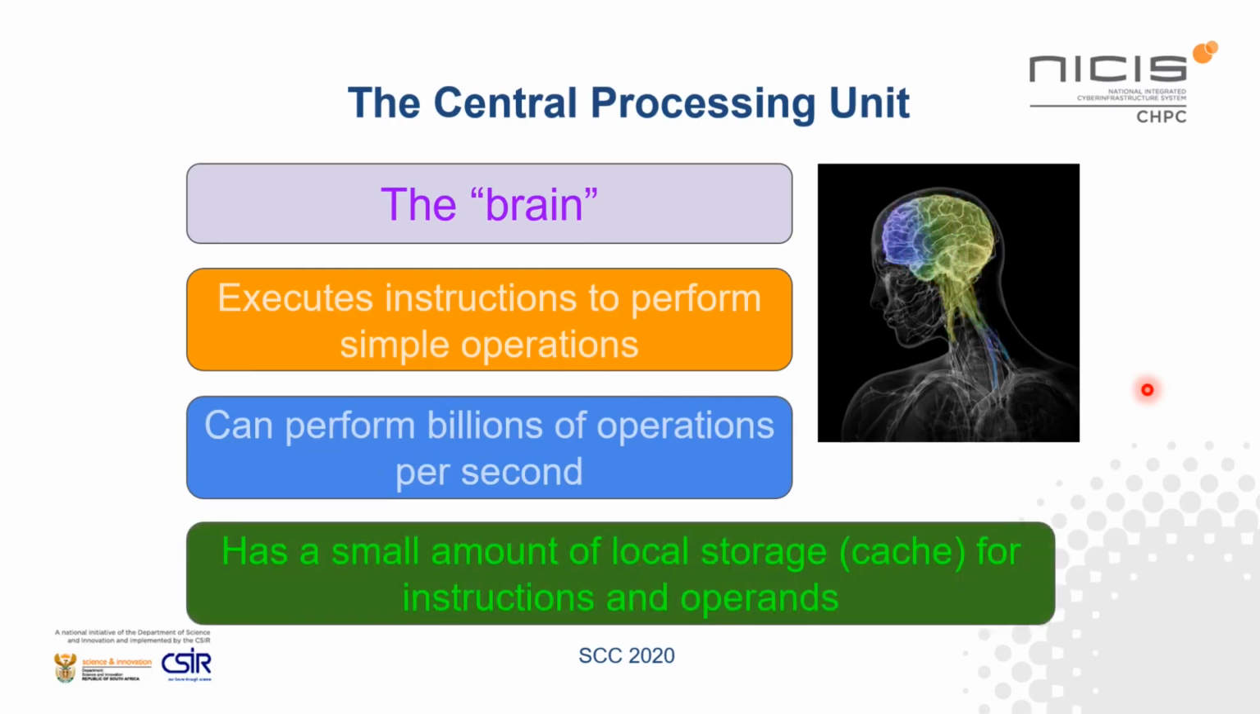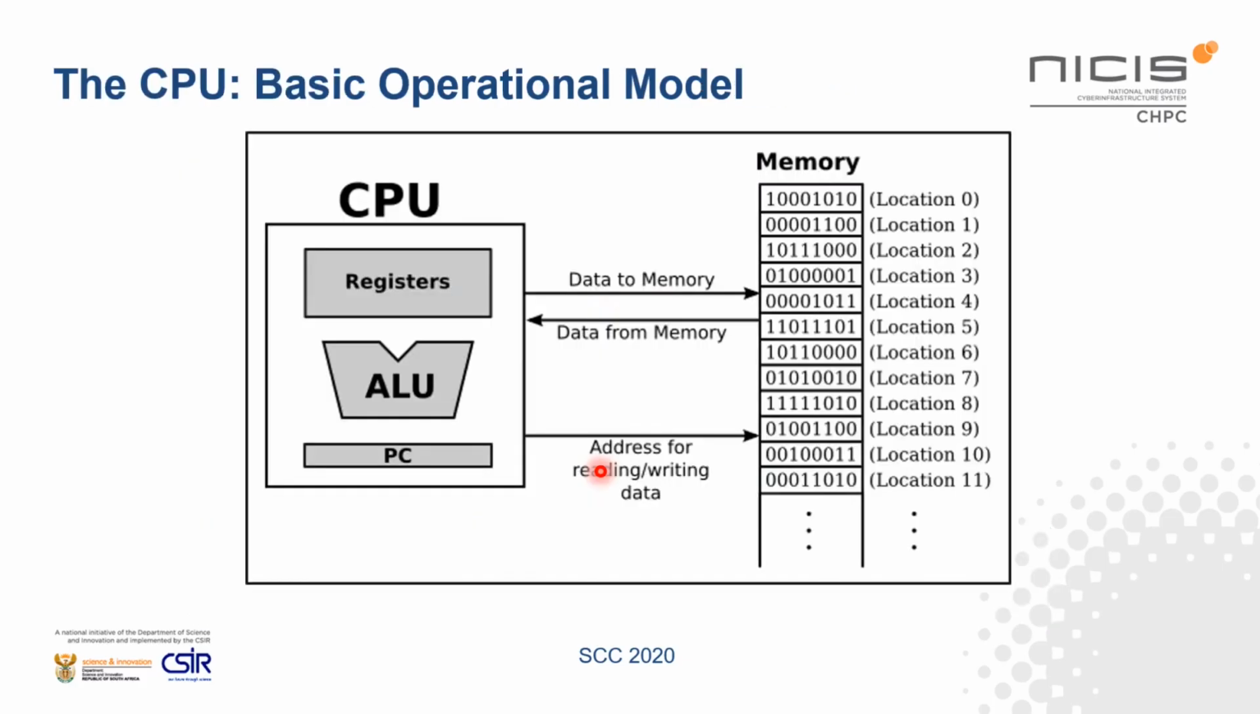To improve CPU performance and efficiency, they also possess a small amount of local storage, which is called cache, for instructions and operands. The CPU's very basic operational model is to take data from memory, store it in registers, perform some operations, and then send that data back to memory.